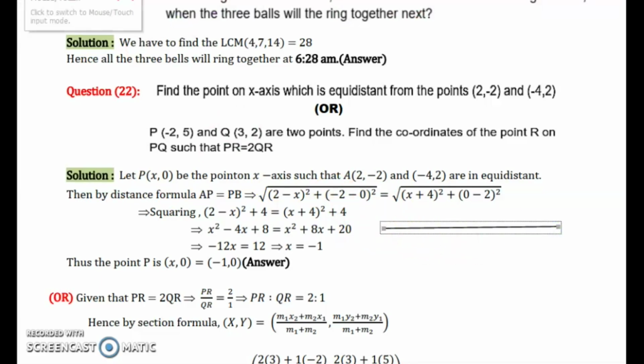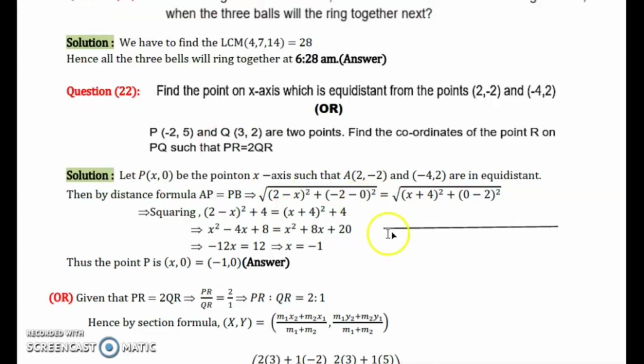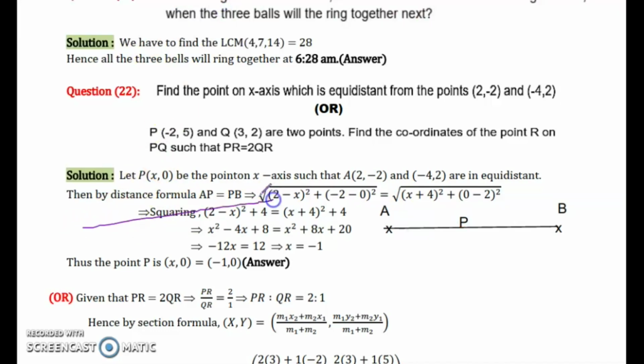Therefore, if you take a point here, what happens? Everybody knows about the equidistance characterization. Therefore, this is going to be capital A and this is capital B. This is the point capital P which lies on the x-axis. Come on, try to find the distance formula. Because it is equidistant, AP equals BP.